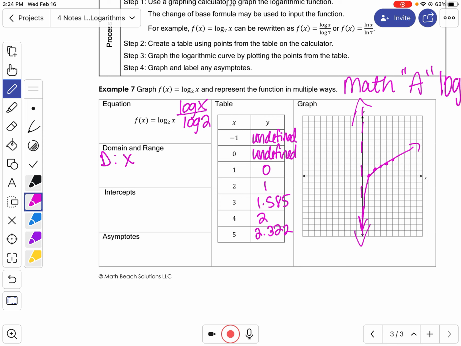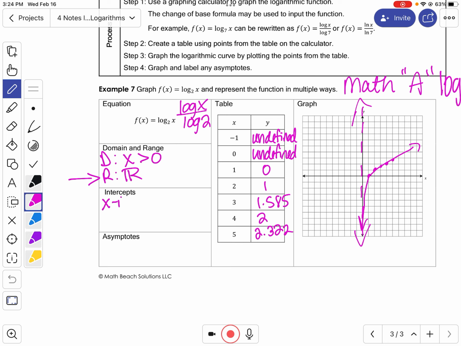So the domain, notice that it's including only positive x values and it doesn't include 0. So x is greater than 0. The range, notice it's continuous going down and up, so all real numbers. If you remember from exponential, the domain was always all real numbers. This is the opposite. On the logarithm, they're inverses. On a log, the range is all real numbers.